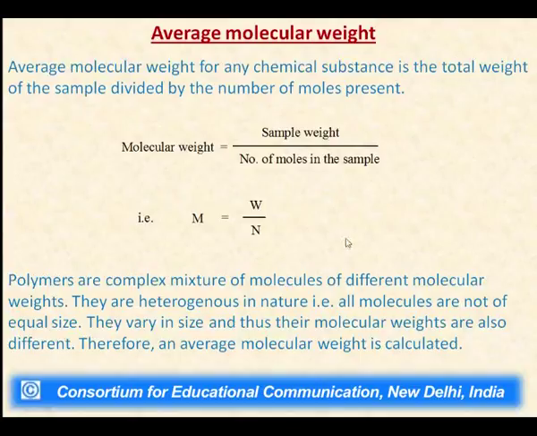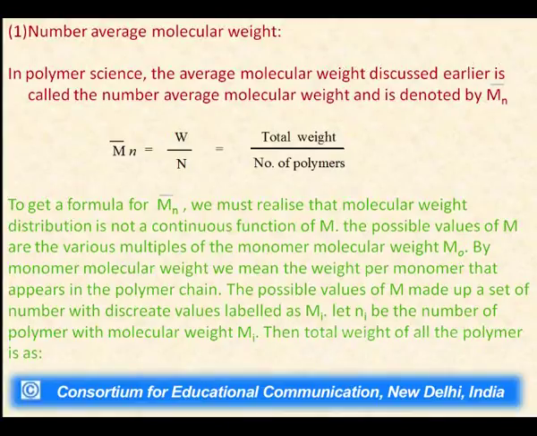So, polymers are a complex mixture of molecules of different molecular weights. These polymers are heterogeneous in nature, that is, all molecules are not of equal size. One monomer can be of small size and the other monomer can be of bigger size in case of condensation polymers. They vary in size and thus their molecular weights are also different. Therefore, an average molecular weight is to be calculated, one of which is the number average molecular weight.